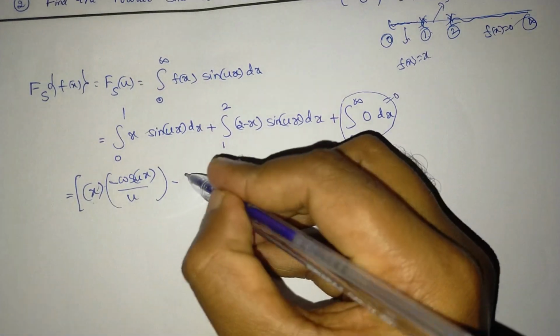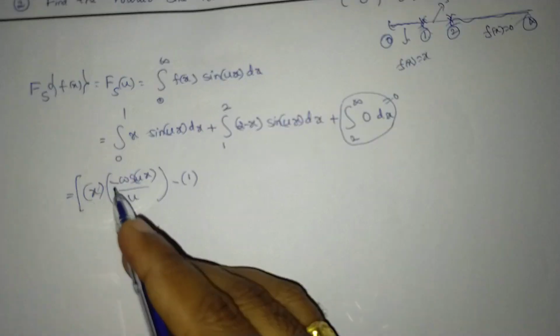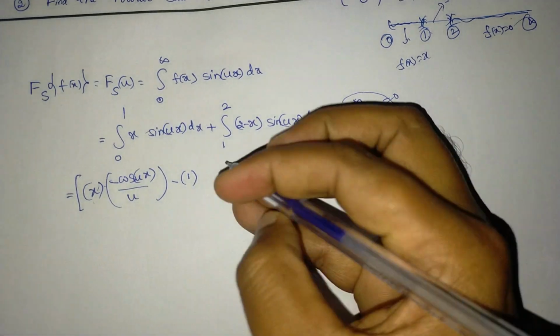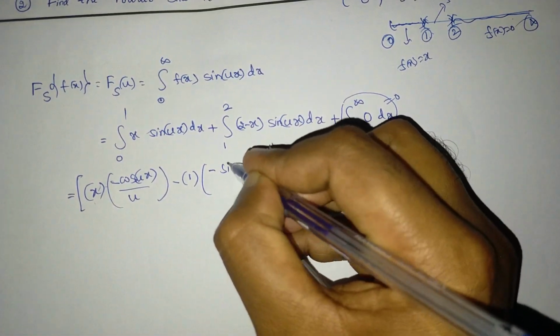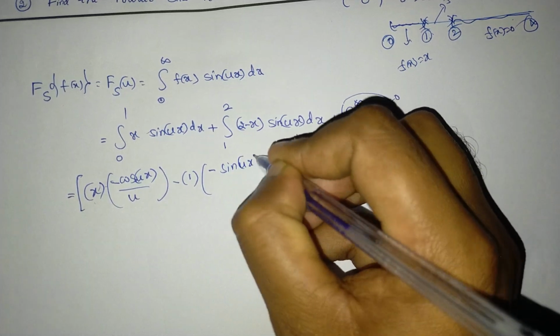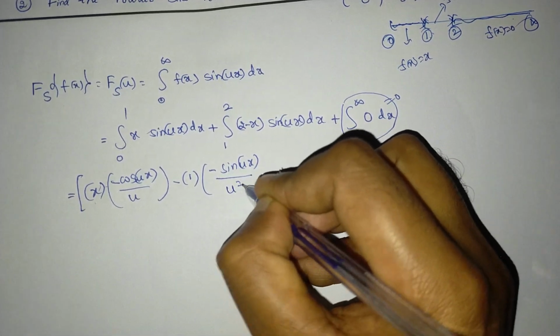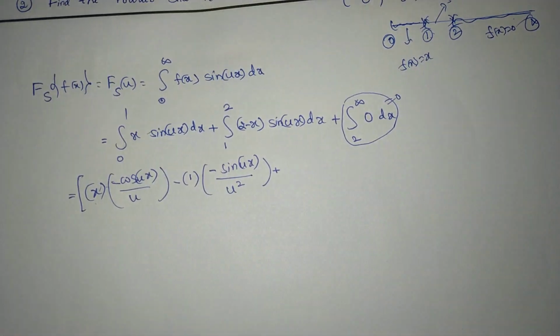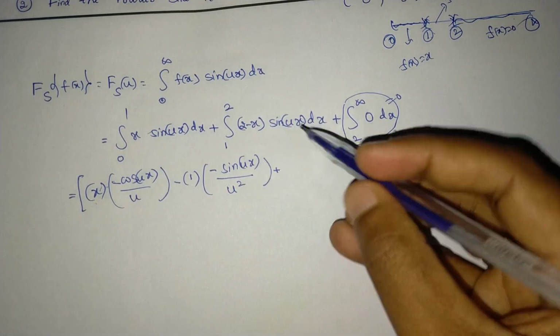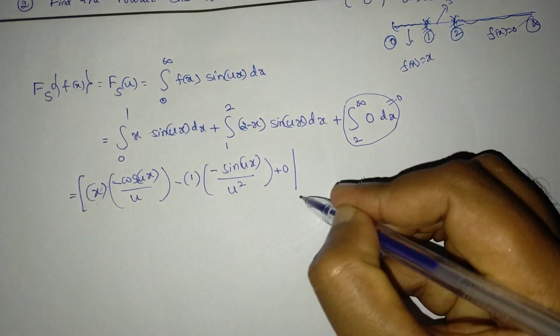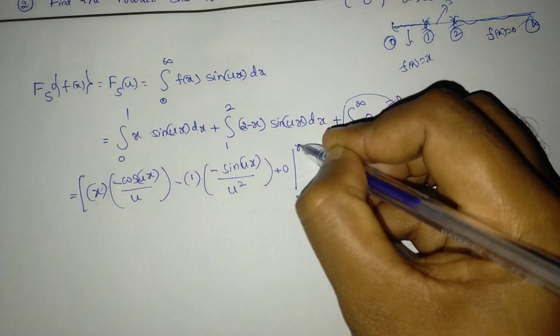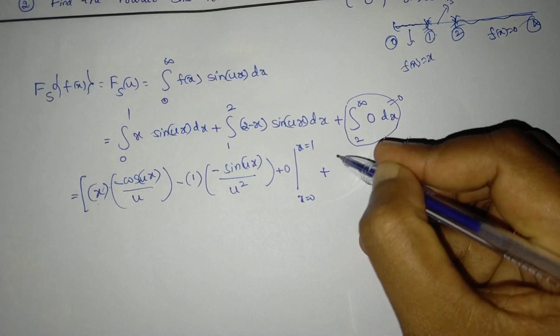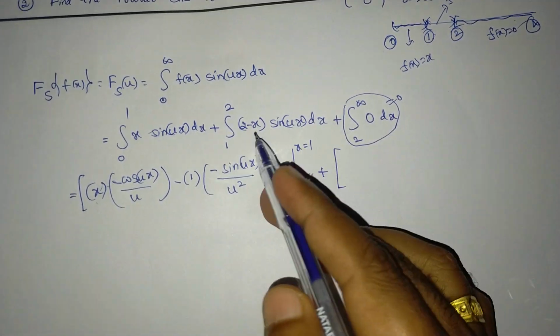What is the differentiation of x? It is 1. And what is the integration of minus cos ux by u? It is minus, so sine ux divided by u into u, it is u square. Again, with alternative sign, we have to perform differentiation integration. What is the differentiation of 1? It is 0. We should stop here. So this is the lower limit and this is the upper limit. So plus. Now let us calculate the integration of this.